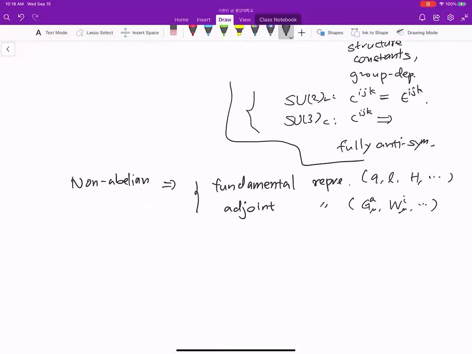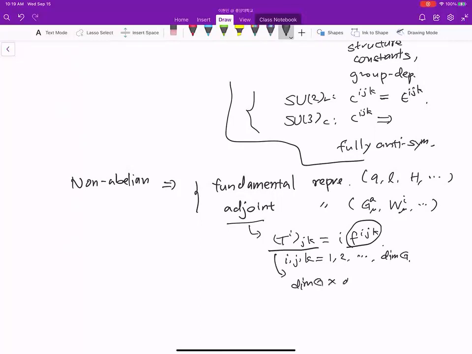So, for instance, the adjoint representation is given by (T^i)_{jk} equal to i f^{ijk}. As you can see, i, j, k run from 1, 2, up to the dimension of G. So this is pretty general. The dimension of the group you can count depending on the group, and because of that, this T^i, in this case, the transformation matrix, will be dimension G times dimension G.